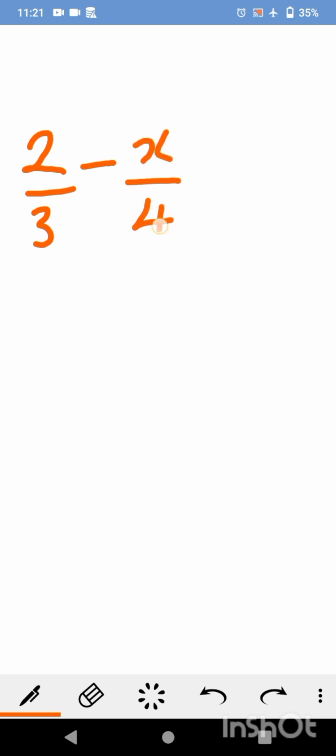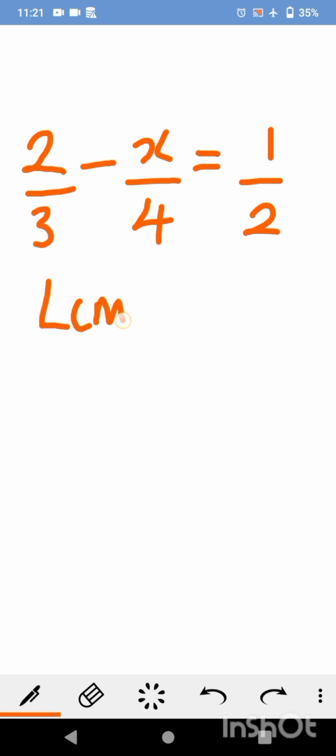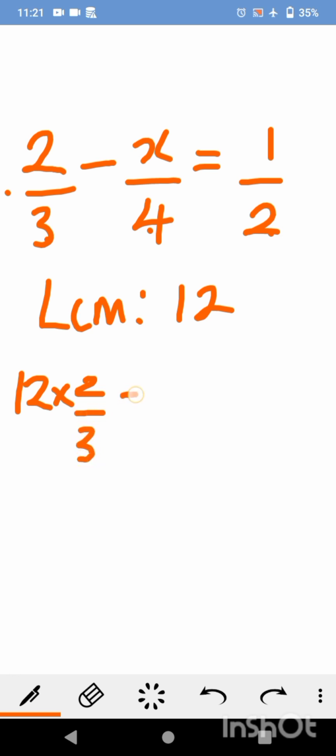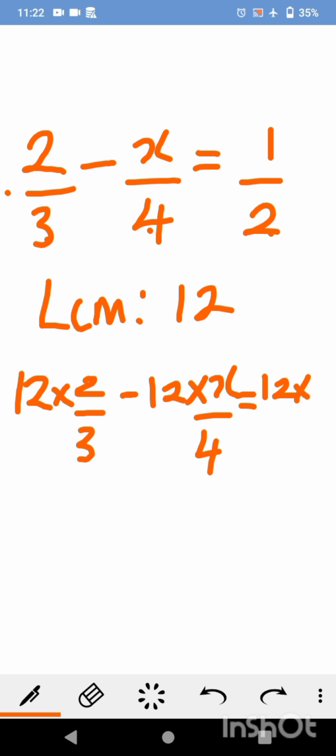Let's look at other examples. Let's say 2 over 3 minus x over 4 equals 1 over 2. Alright, in this case, the LCM of 3, 4, and 2 is 12. Yes, it's 12. So we use that 12 and multiply each term. So we have 12 times 2 over 3 minus 12 times x over 4 equals 12 times 1 over 2.